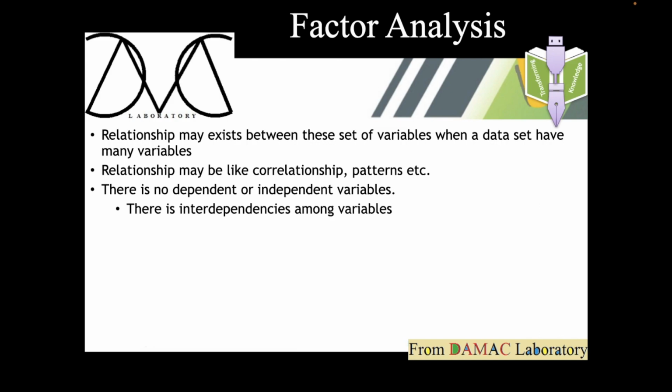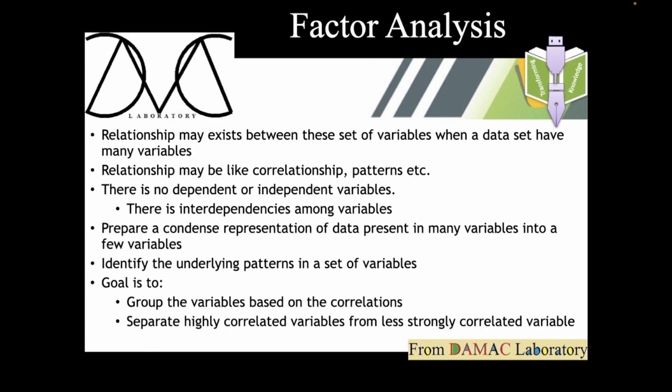So when we use those interdependencies, or the relationships present between the measured variables, to prepare a condensed representation, it means, say you have 100 columns and you want to represent them in 10, 5, 6 or 20 columns. That is a condensed representation of the data without deleting any one of the 100 attributes. We try to identify the patterns in the data set.